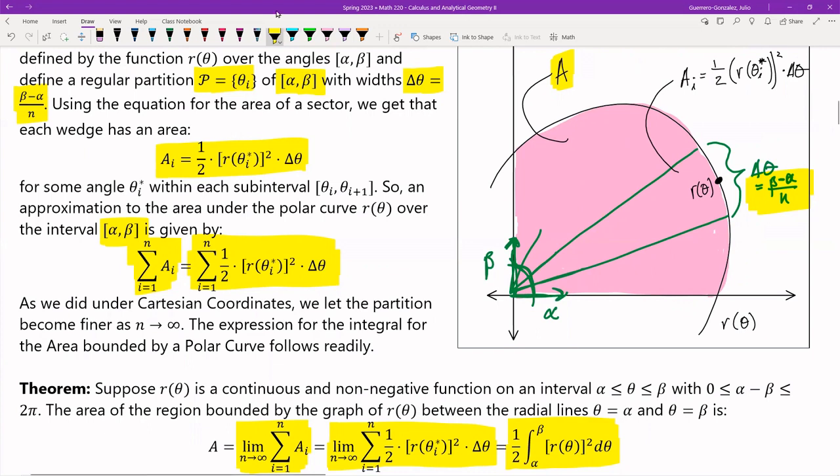Hopefully you can see this. The 1/2 r squared d theta is exactly the 1/2 r squared delta theta that we got from our summation equation. That's simple. The construction is exactly the same. The difference is now we're looking at areas of pizza slices rather than areas of rectangles. That is it. The construction holds out.